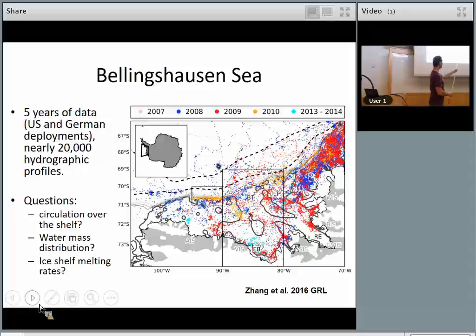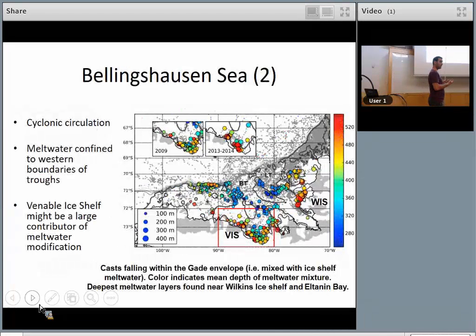So here, each data point is a profile that was obtained thanks to an elephant seal in this particular area here, which is one where the ice caps are melting fast. And analyzing the properties of salinity and temperature based on this data, it was possible to show that most of the melting coming from ice shelves actually happens in these particular regions here. So this is the Wilkins ice shelf. This is the Venable ice shelf.